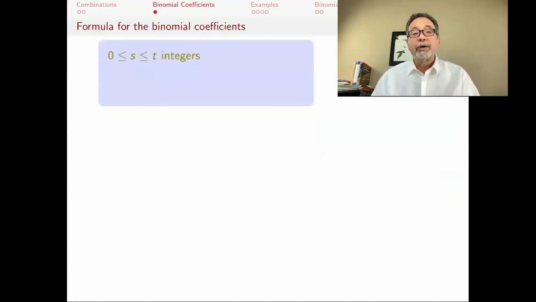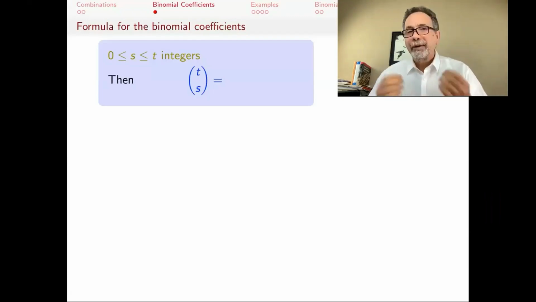What I want to do now is to give you a formula for these binomial coefficients. This is a formula you might be familiar with from high school, but I want to prove it, and the argument is actually quite interesting. So S is a non-negative integer, as is T, and S is less than or equal to T. And I want to tell you a formula for T choose S. By the way, T choose S, there's other notations for it also. T with a capital C S is another notation for combinations.